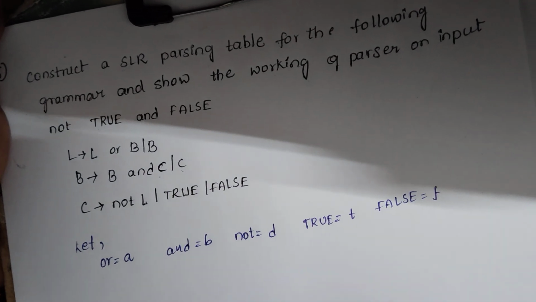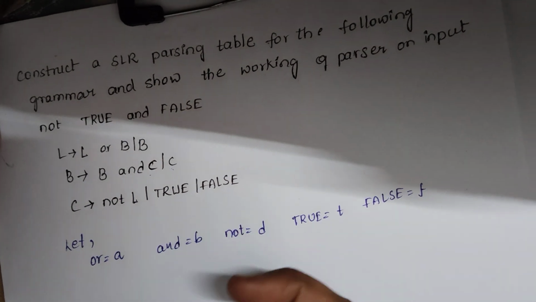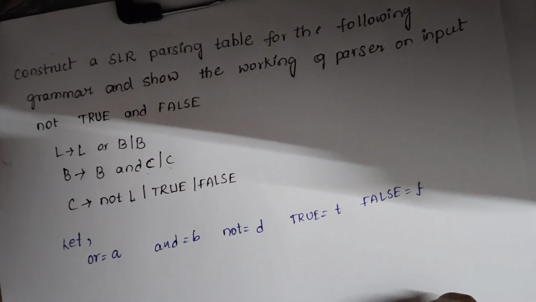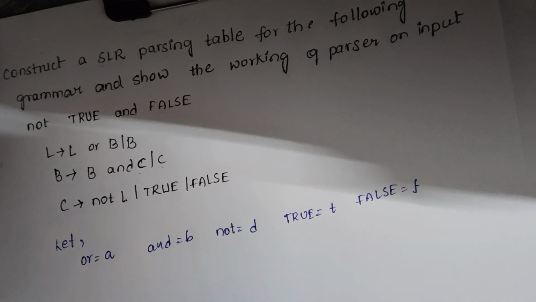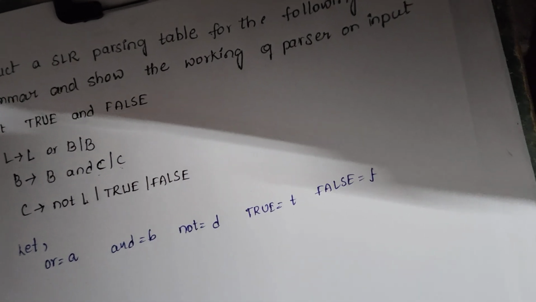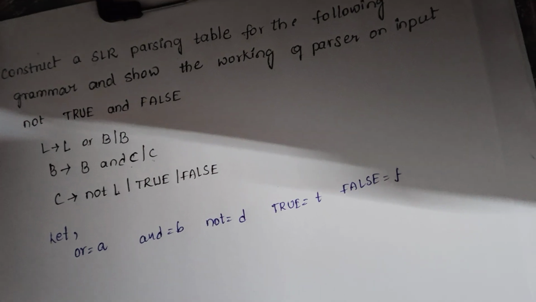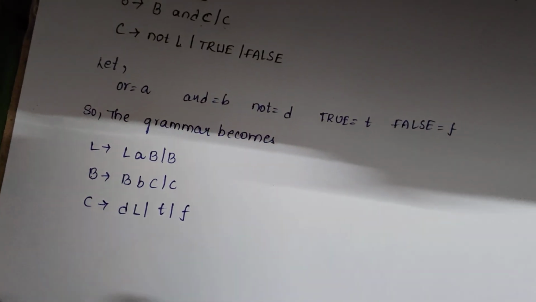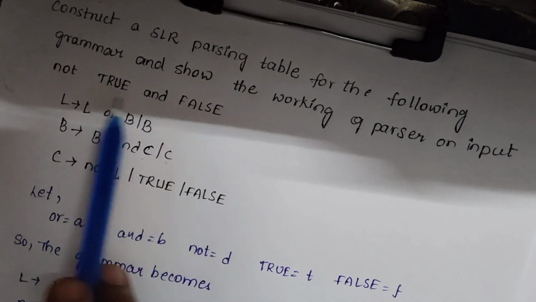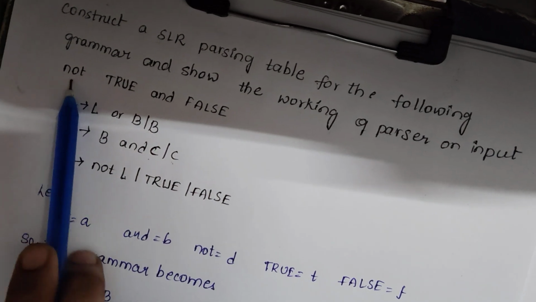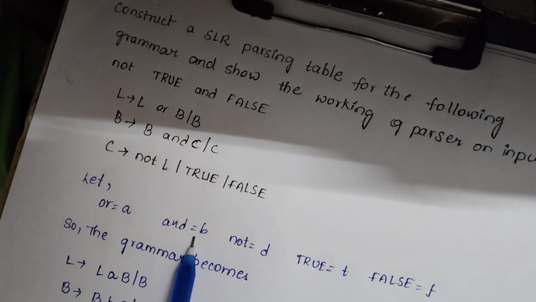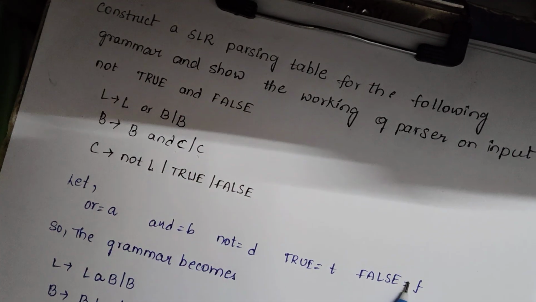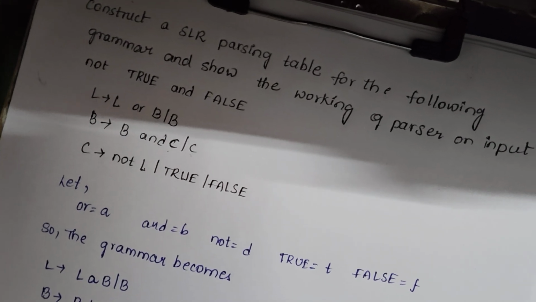This is all for our convenience, because with these big words it might become a little complicated. You can convert to these notations and solve the problem. So the final grammar becomes this one, and they asked us to check the string: not true and false. In place of not you write d, in place of true you write t, in place of and you write b, and in place of false you write f. For that we need to find the string acceptance.